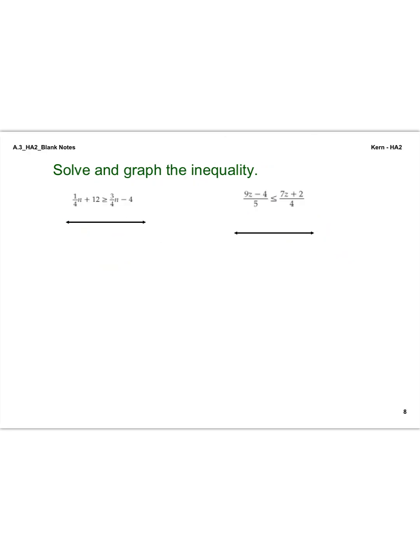Okay, a few more examples here. See if you can figure them out. I'm going to go ahead and multiply this whole thing by 4. That's going to get rid of my fractions. So I end up having 1n plus 48 is greater than or equal to 3n minus 16. A lot nicer to work with.